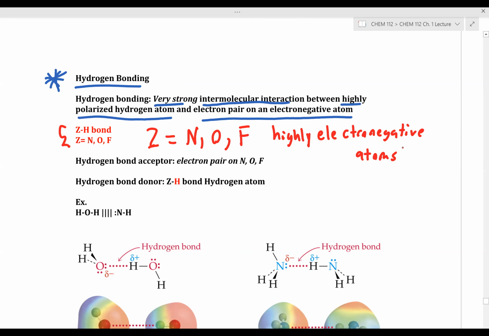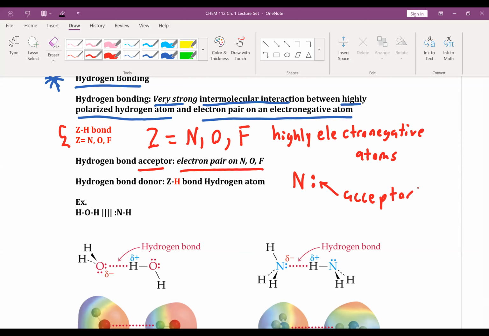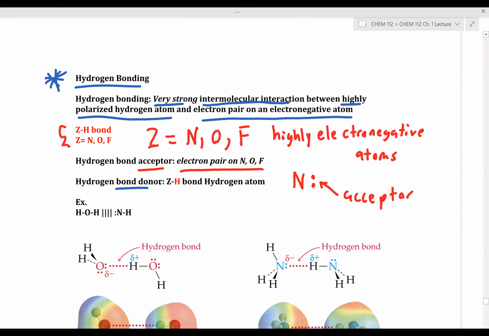We call the hydrogen bond acceptor the lone pair on nitrogen, oxygen, and fluorine. So the acceptor is this lone pair. As a corollary to the hydrogen bond acceptor, the hydrogen bond donor is the hydrogen bound to the ZH bond. So for example, if we're looking at a nitrogen-hydrogen bond, this hydrogen atom would be the hydrogen donor.